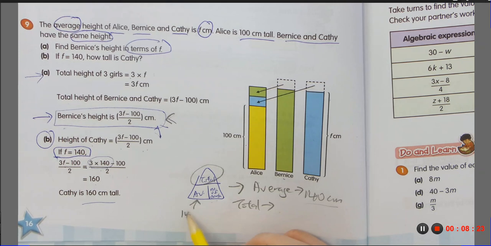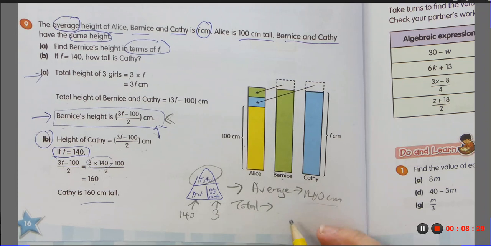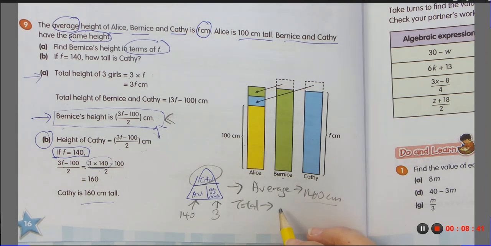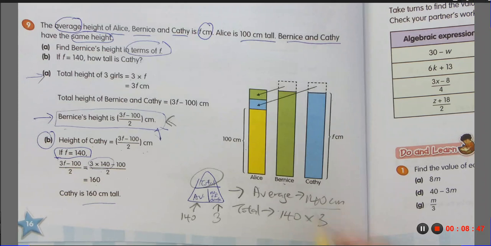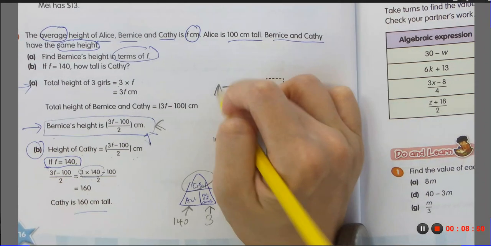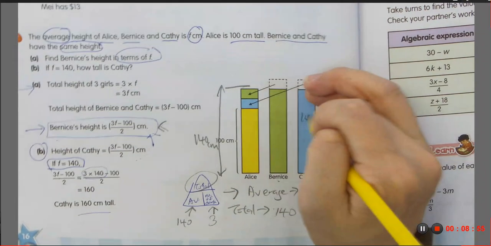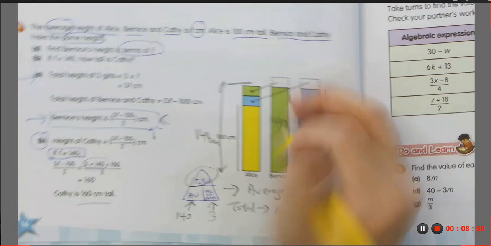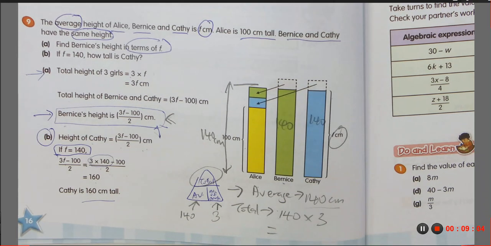I'm given the average. The average is 140. How many children are there? 3. So how do I find the total? Divide by 3. Are you sure about that? Times 3. Because there's 3 children. That means after I divide, all of them will be at 140 centimeters. The total will be, this whole bar is 140, this whole bar is 140, this whole bar is 140. Can you understand that? So I'll multiply, what should be the answer?